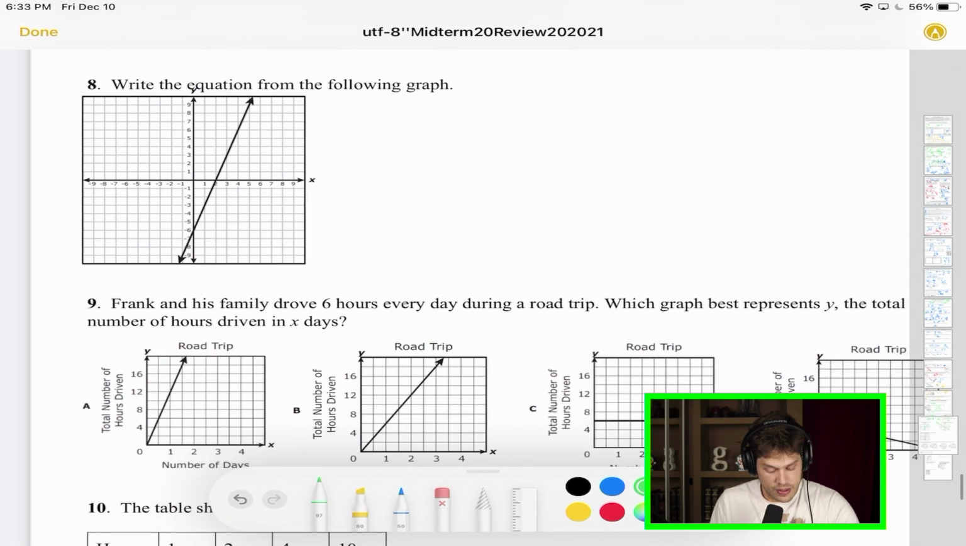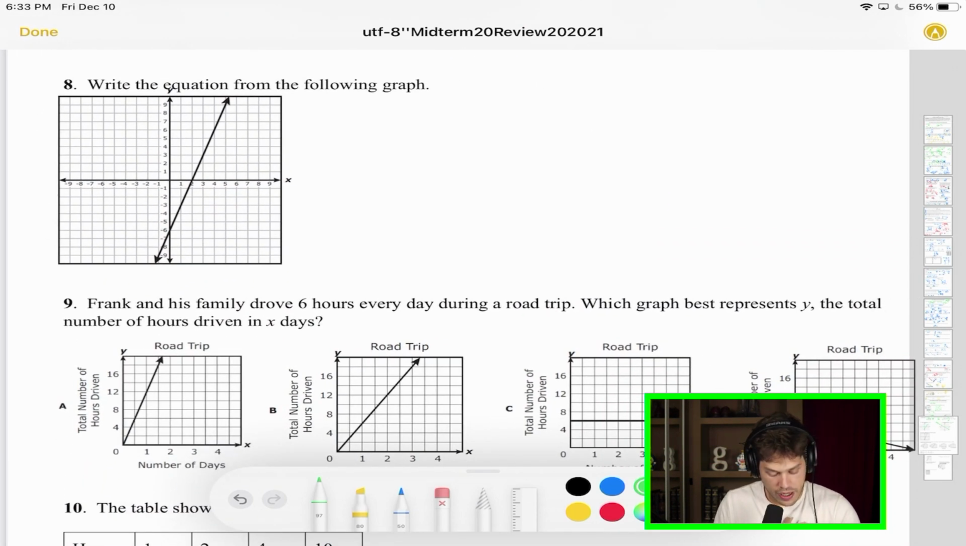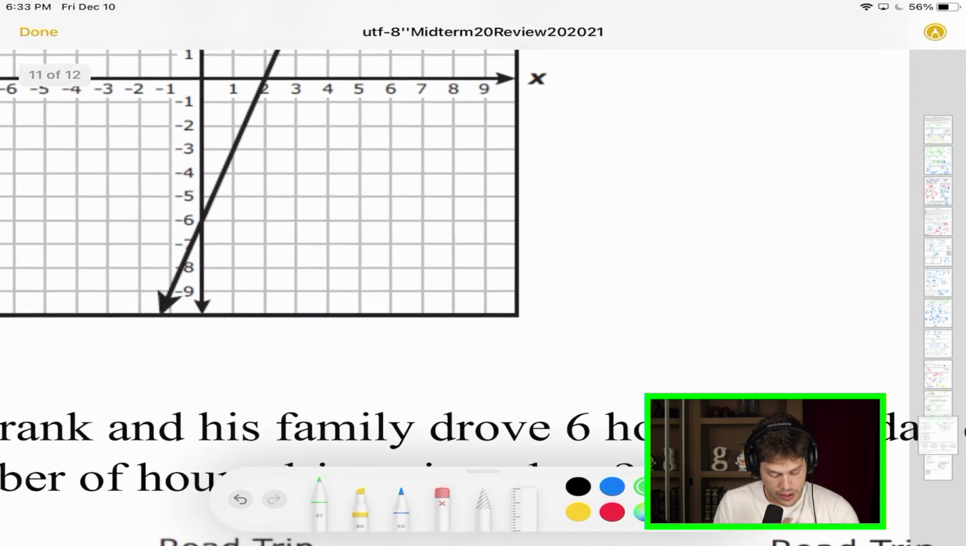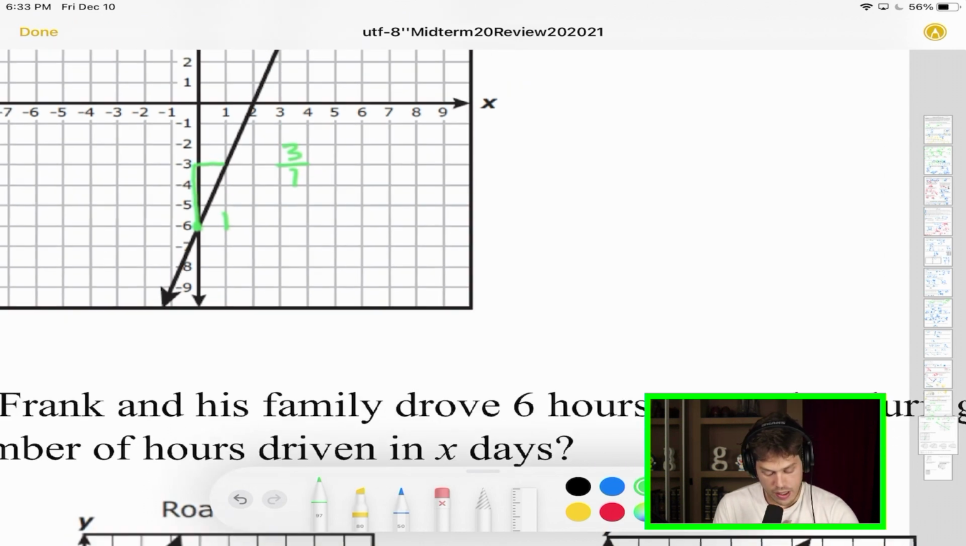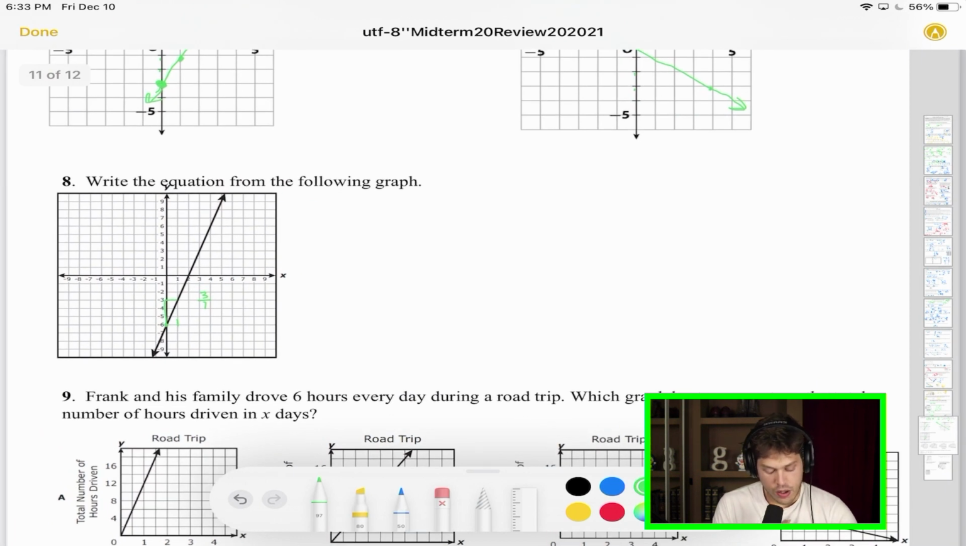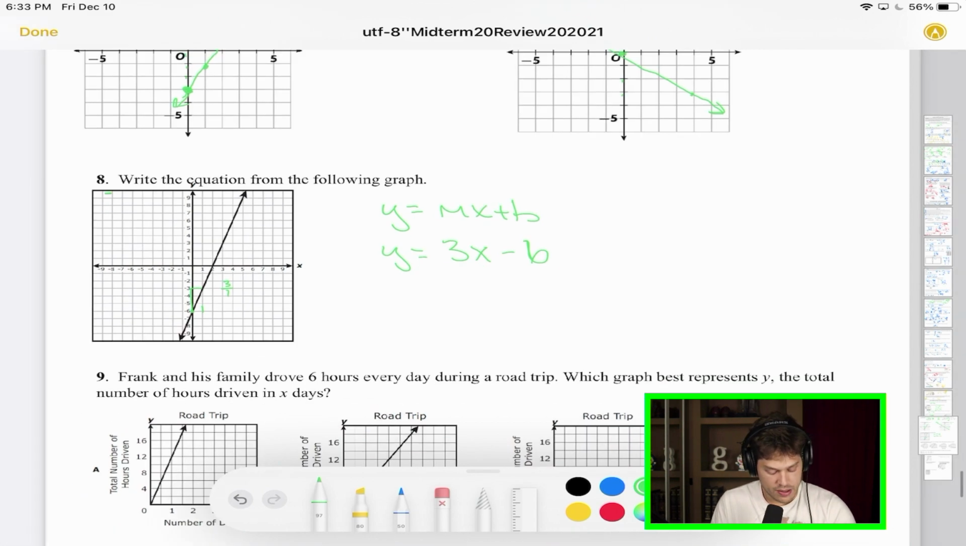Okay. Number 8, write the equation from this graph. So what's our y-intercept? Our y-intercept is negative 6. What's our slope? Okay. What's our rise over run? Rise is 1, 2, 3. Run 1. So 3 over 1 is our slope. So our equation is y equals mx plus b, where b is our y-intercept and m is our slope. We just found our slope to be 3, and we found our y-intercept to be negative 6. So our equation is y equals 3x minus 6.